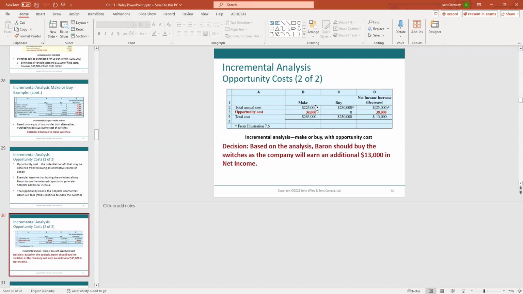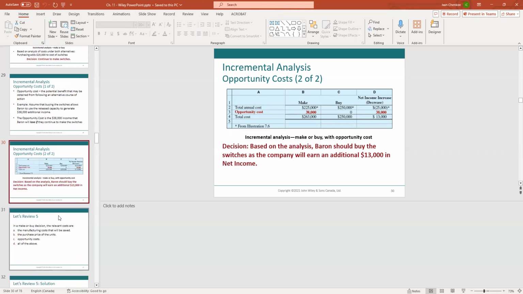Make sense? So now if I make it, my total cost is 225, no questions about it. But if I keep making it, I'm going to lose the opportunity to generate $38,000. If I buy it, my total cost will be only 250. So from buying it I'm going to lose 25,000, but because I'm using the capacity to generate 38, I'm going to generate $13,000 income. Does that make sense? Yes or no?